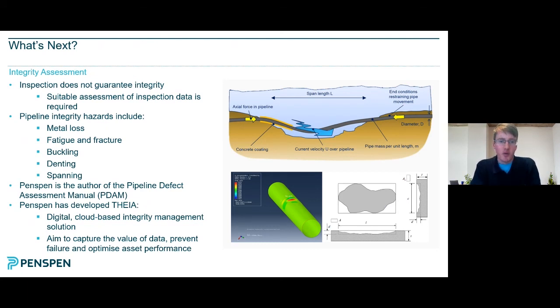So, as I've said before, inspection on its own doesn't actually guarantee integrity. We do need to make sure that some kind of suitable assessment is performed of the data that's been gathered from inspection or monitoring activities.